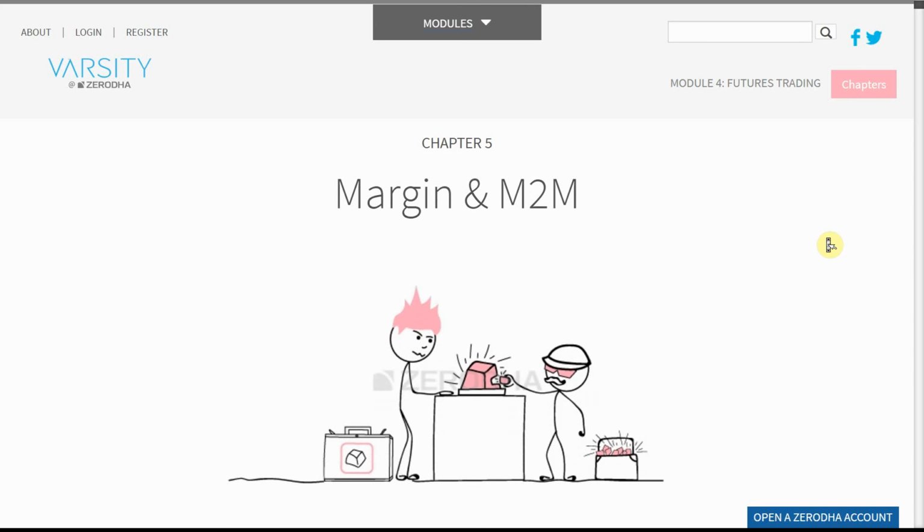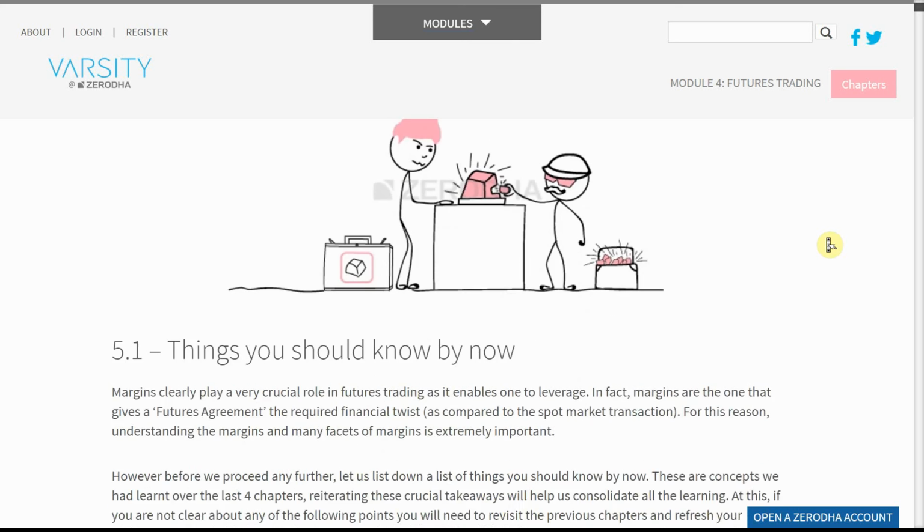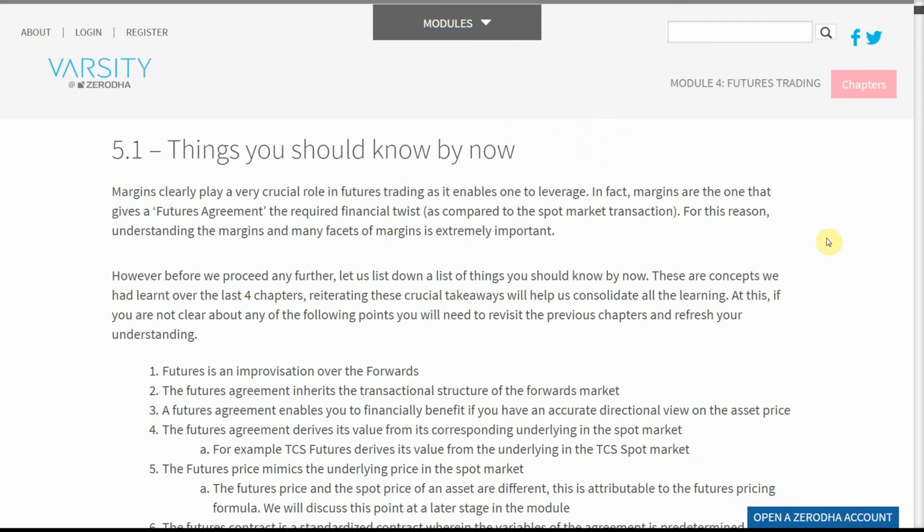Chapter 5. Margin and M2M. 5.1 Things you should know by now. Margins clearly play a very crucial role in futures trading as it enables one to leverage. In fact, margins are the ones that give a futures agreement the required financial twist as compared to the spot market transaction. For this reason, understanding the margins and many facets of margins is extremely important. However, before we proceed any further, let us list down things you should know by now. These are concepts we had learned over the last 4 chapters. Reiterating these crucial takeaways will help us consolidate all the learning. At this stage, if you are not clear about any of the following points, you will need to revisit the previous chapters and refresh your understanding.